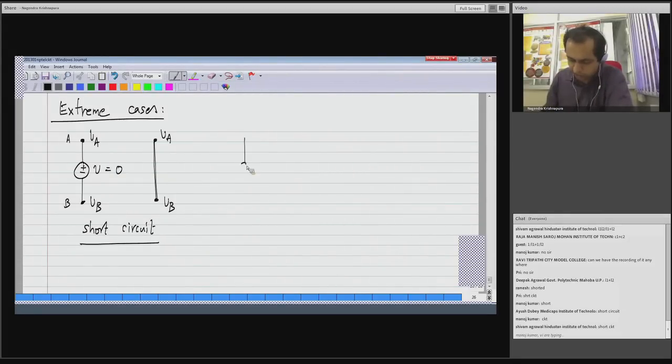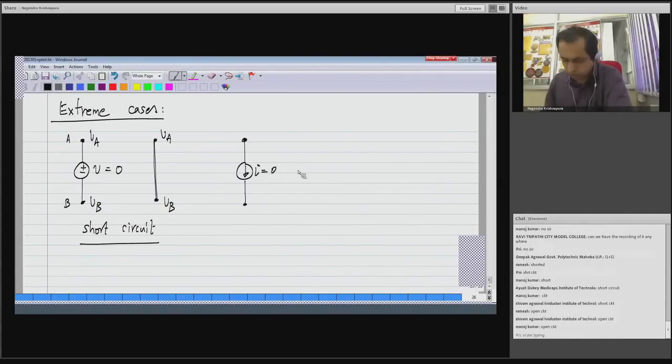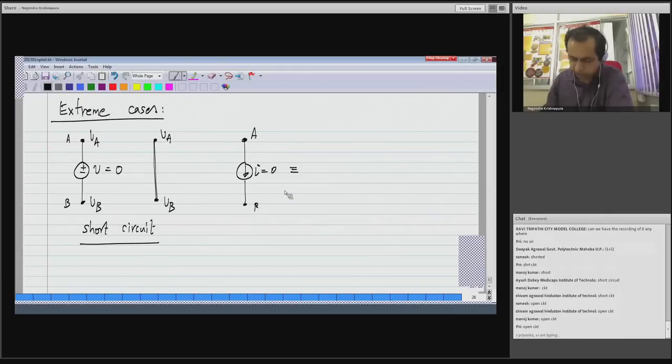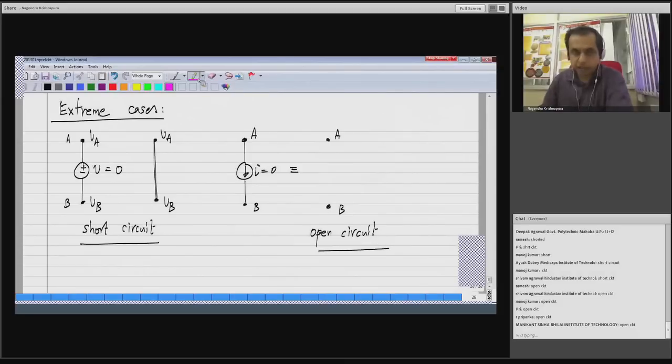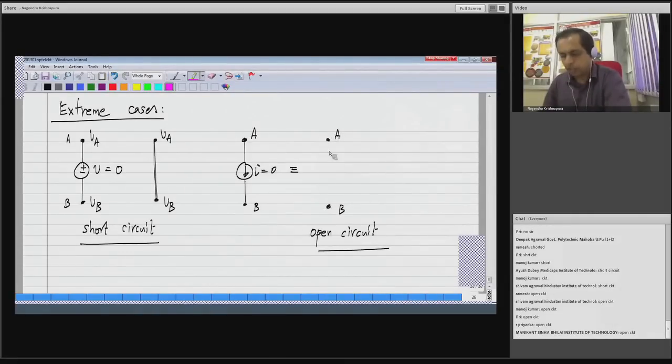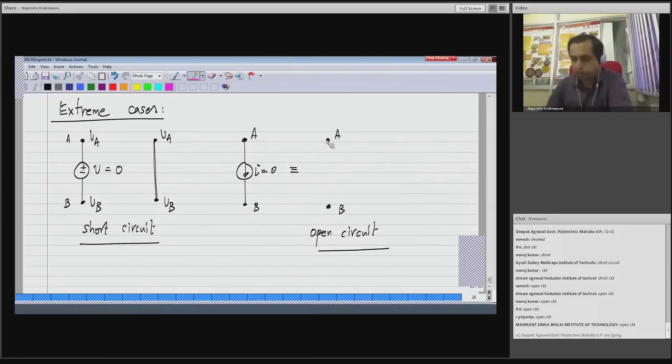And similarly, let's say I have a current source whose value I equals 0. What is this equivalent to between nodes A and B? Again, the answer is pretty obvious. This is equivalent to an open circuit. An open circuit by definition doesn't allow any current between them. Okay, so if you have an open circuit between two nodes, that means no current can flow from A to B, and this I equal to 0 means exactly that.